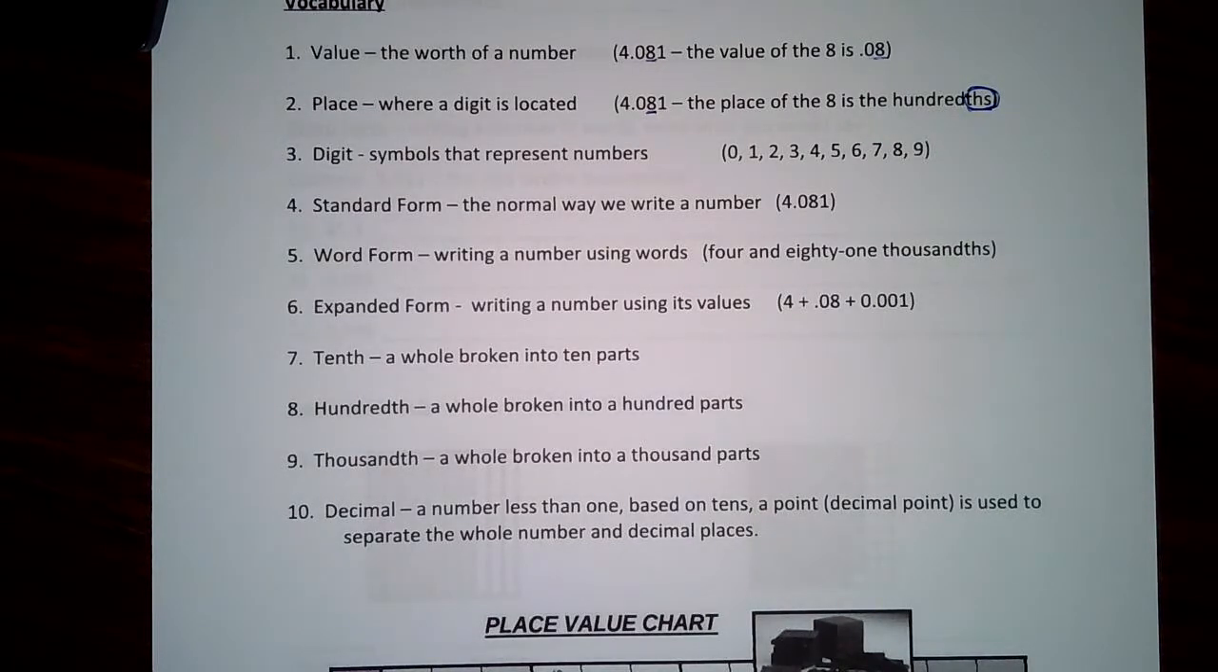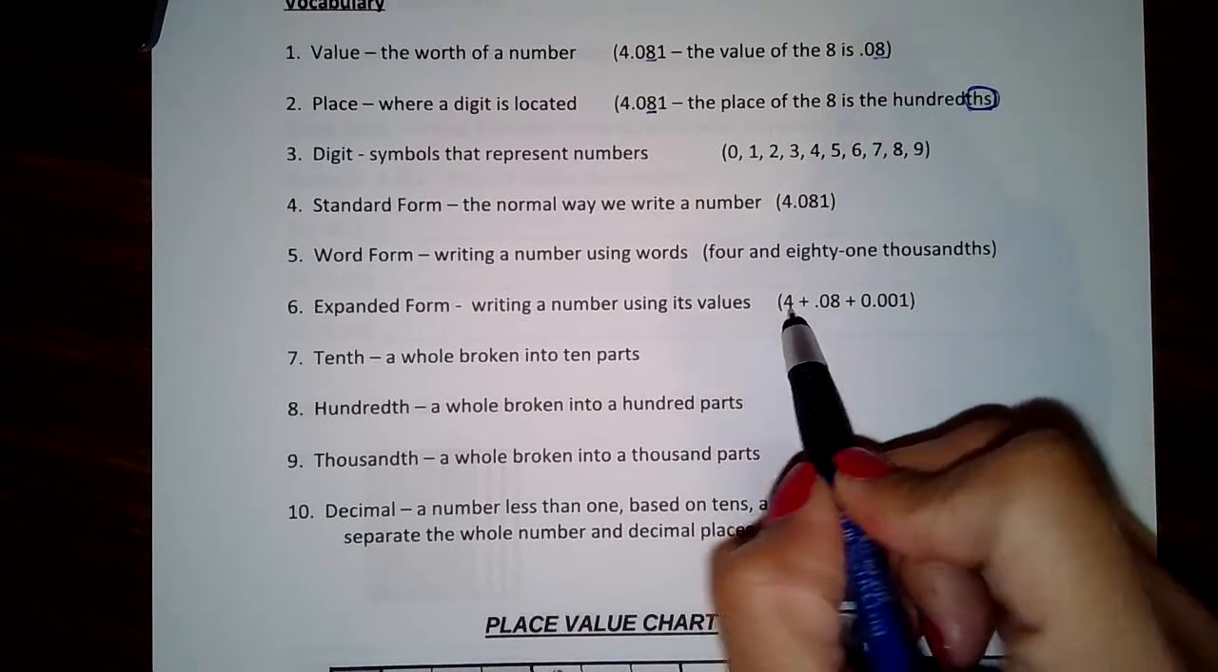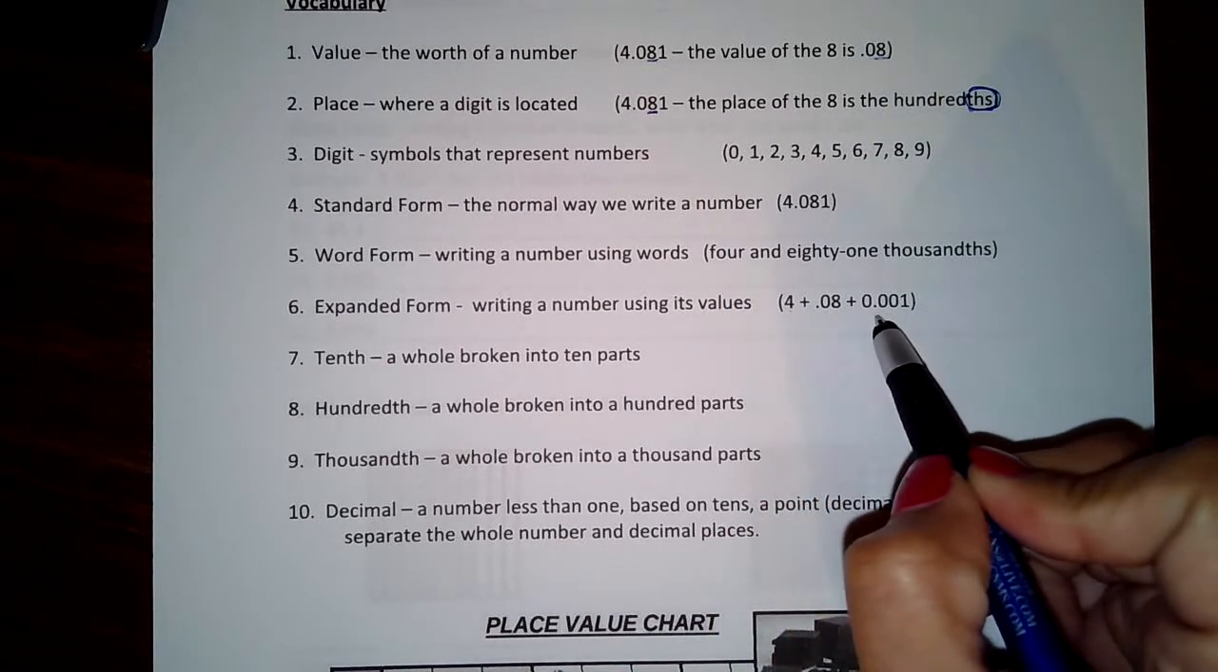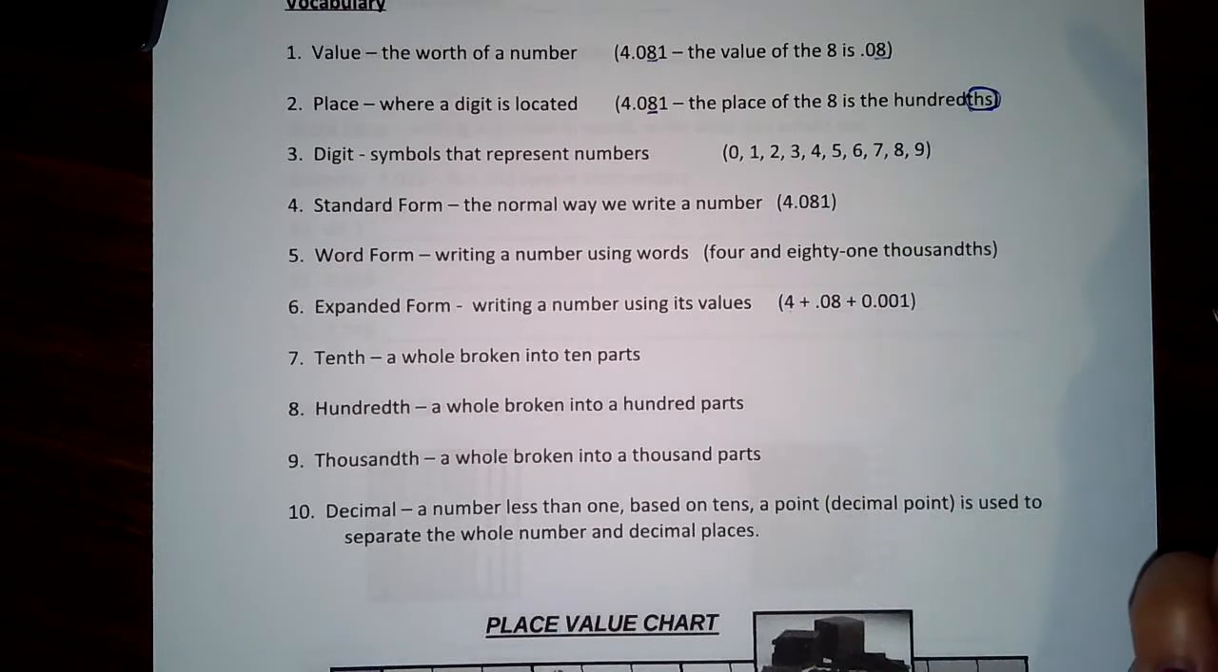Word form is writing a number using words: 4 and 81 thousandths. Just like in the other families, the units family, the thousands, the millions, or the billions, you wouldn't say 081, you would say 81, and then the name of that family is thousandths. Expanded form is writing a number using its values. So here we have 4 plus 81 hundredths and 1 thousandths.